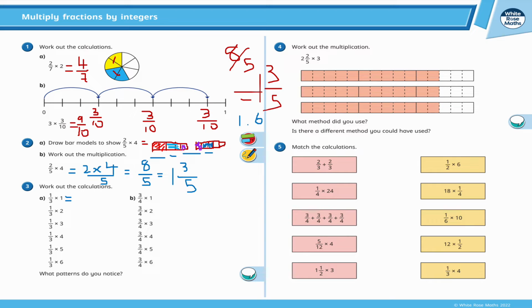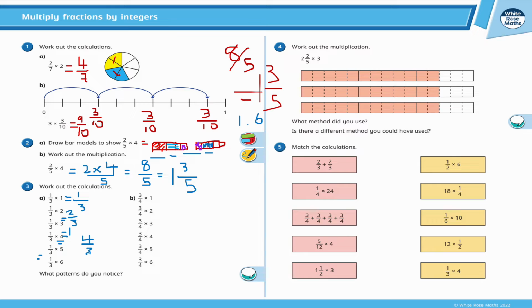1/3 times 1 is 1/3. Anything times 1 doesn't actually change your answer. Next one, 1/3 times 2 becomes 2/3. I multiply the numerator by the whole number. The next one, 1/3 times 3 becomes 3/3, which simplifies to 1. Next one, a third times 4, I get the answer of 4/3. Apologies about the lack of spacing here, but hopefully you can see my answers.